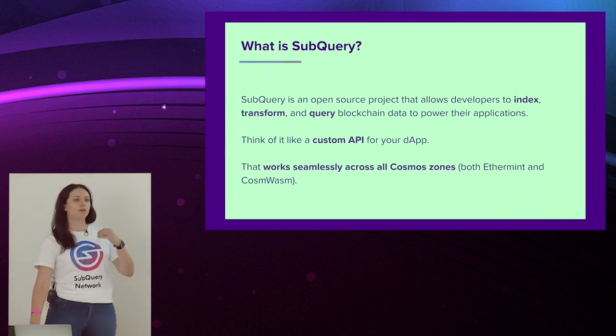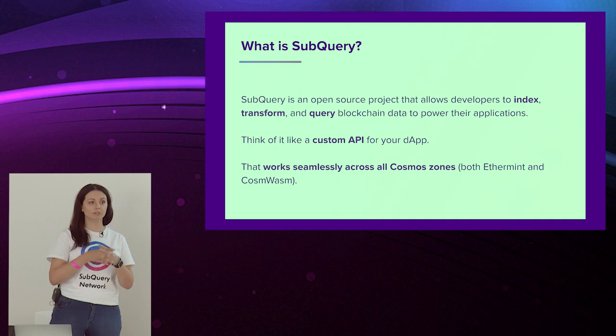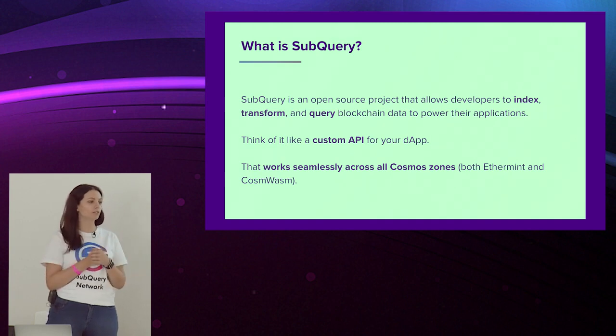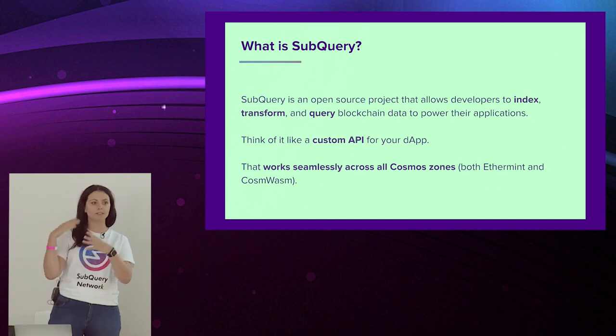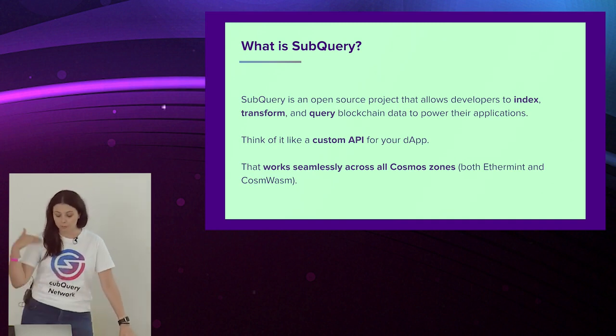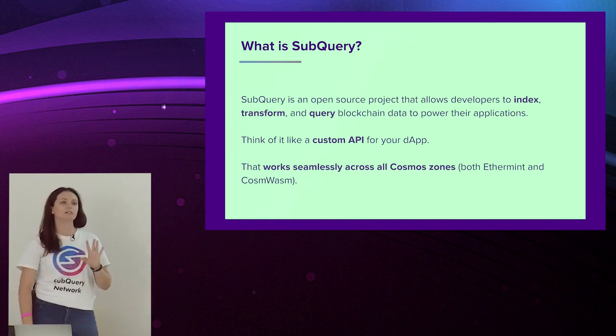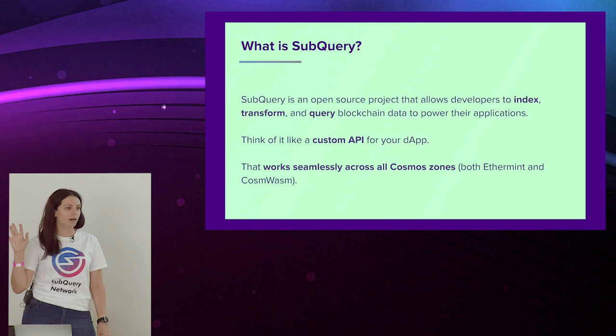So just to give you a quick overview of what SubQuery does: it is an open source tool that allows you to get data from the blockchain, transform it within your application so that the data is presented to your user as you want it to be, and query it to power your application. You can think about SubQuery as a custom API, which will work seamlessly across all the zones, Ethermint and Cosmos based.